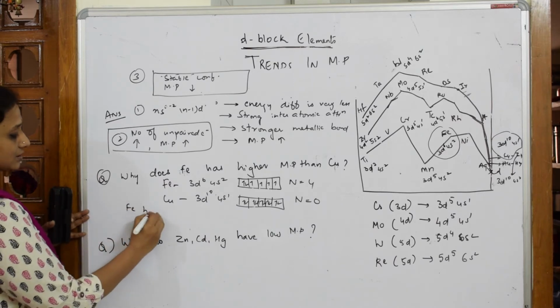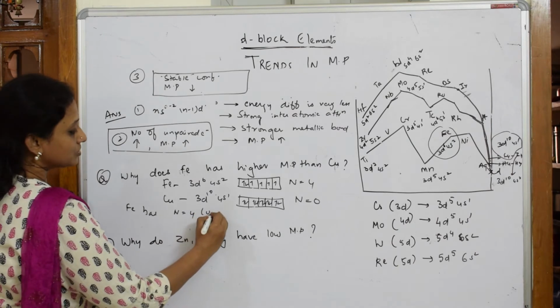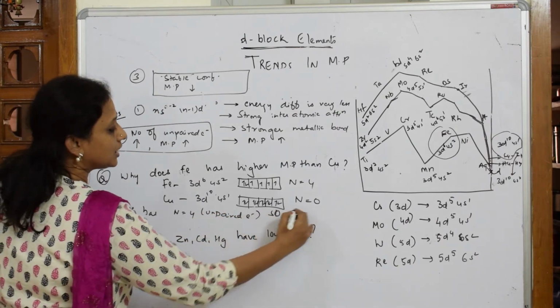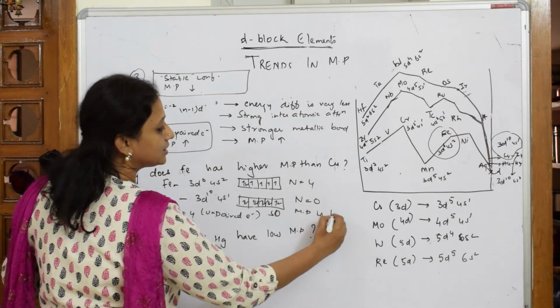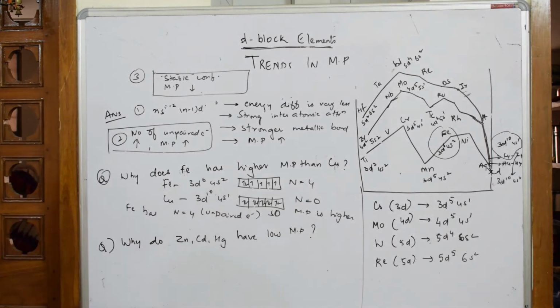We'll write: iron has n equal to 4 unpaired electrons, so the melting point is higher. Simple concept. Done. Let us come back to the next question.